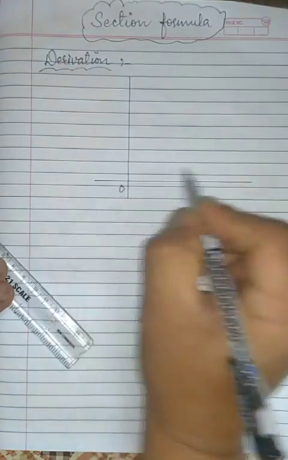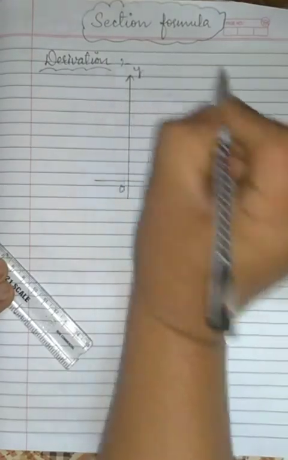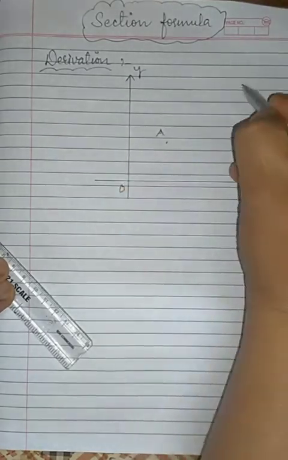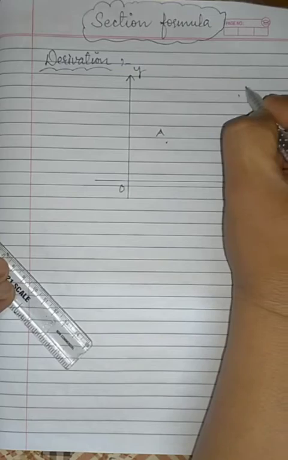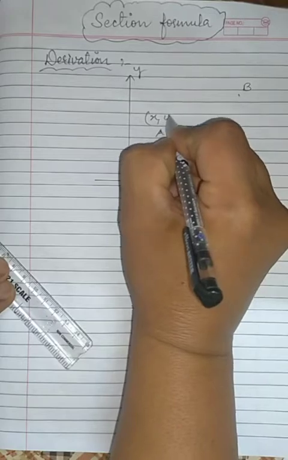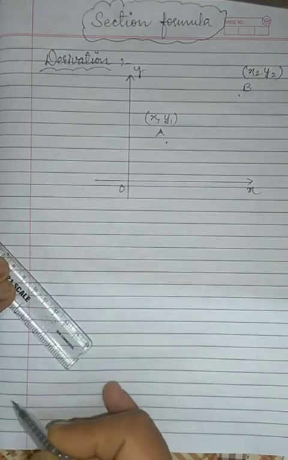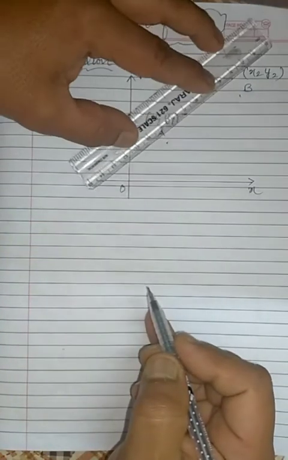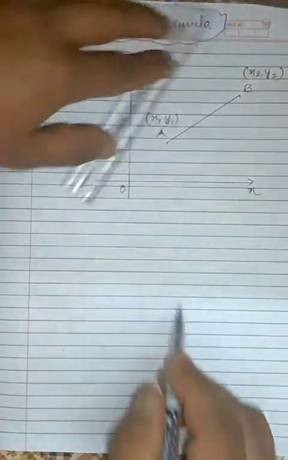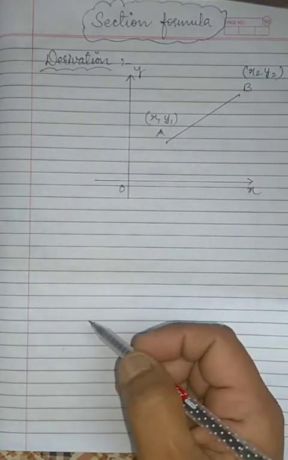In the same way, we will take 2 points in this Cartesian plane. Let it be A and another point here B, and the coordinates of A and B are x1, y1 and x2, y2. Okay, and we will join them. So the distance AB we found out by using the distance formula. This is all we have done.